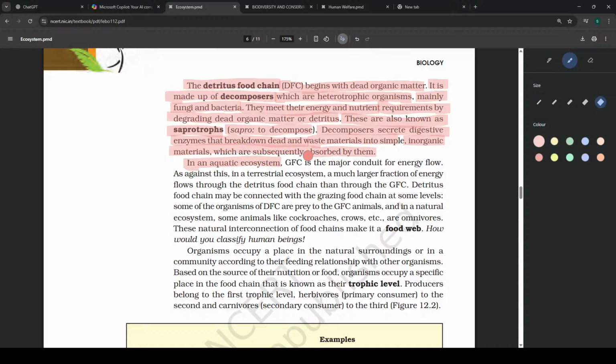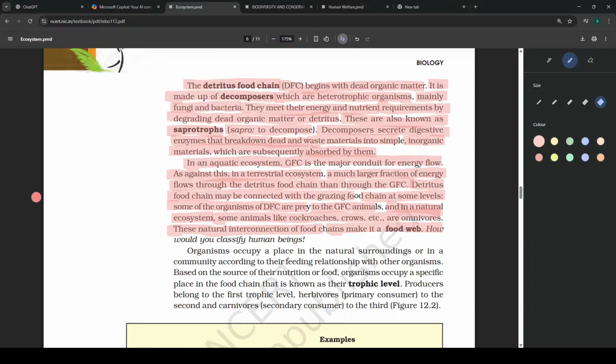In an aquatic ecosystem, GFC is the major conduit for energy flow. As against this, in a terrestrial ecosystem, a much larger fraction of energy flows through the detritus food chain than through GFC. The detritus food chain may be connected with the grazing food chain at some levels. Some of the organisms of DFC are prey to the GFC animals, and in a natural ecosystem, some animals like cockroaches and crows are omnivores. These natural interconnections of food chains make it a food web.